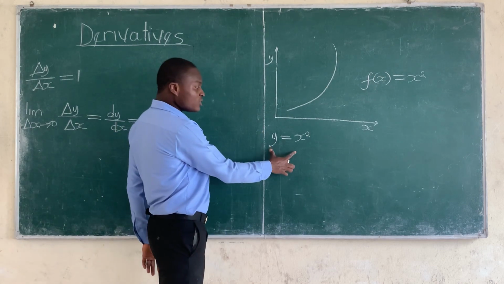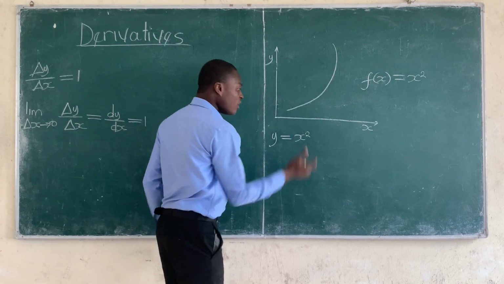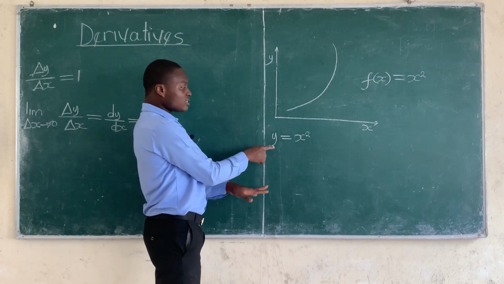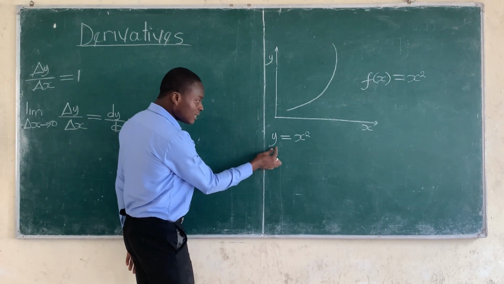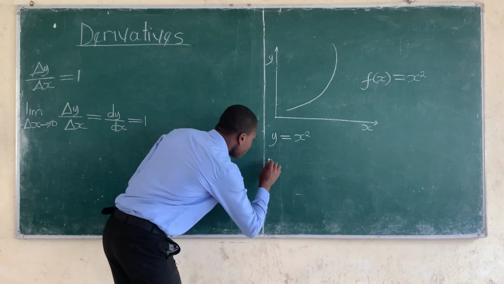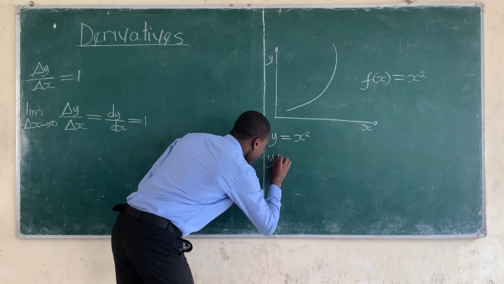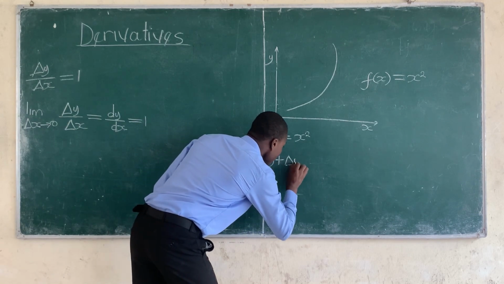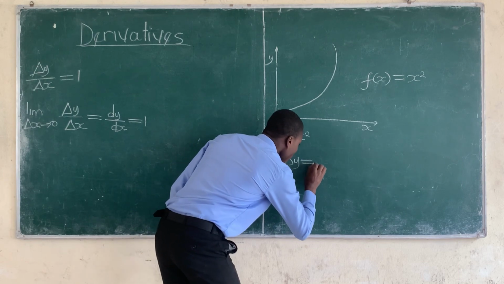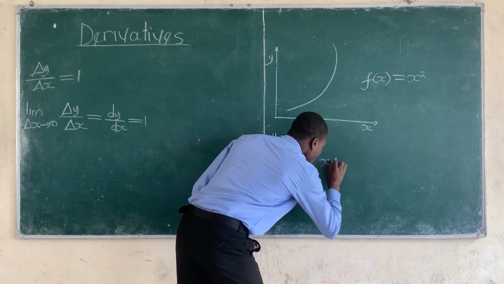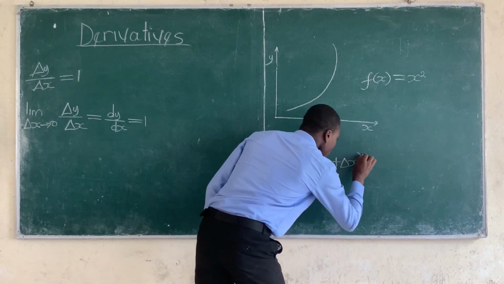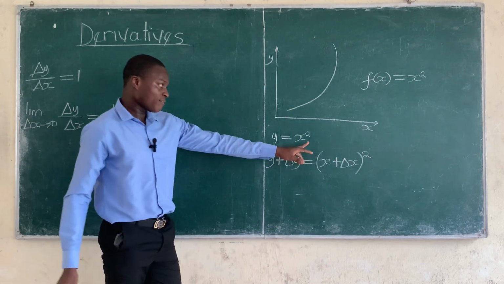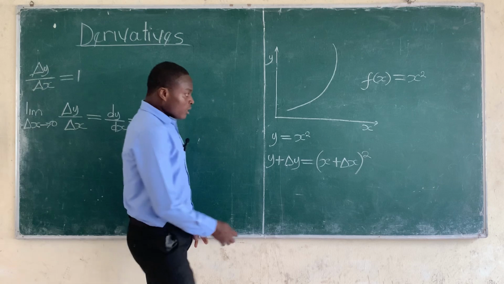So what we are going to be using here now is, since we know this is a curve, let's just find the increase in x and also the increase in y. And we know that if we add the increase in y here, we are going to have y plus the increase in y, and this is equal to x plus the increase in x. But this, we are going to square it because we have a square here.